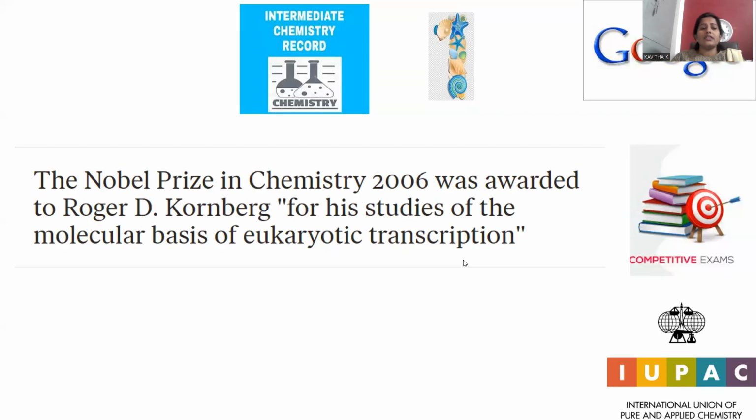We will start with the Nobel Prize in the field of chemistry. The year 2006 prize was awarded to Roger D. Kornberg for his studies of the molecular basis of eukaryote transcription, right? This is the prestigious prize all across the world, accorded to Roger D. Kornberg. He carried out studies on the molecular basis of eukaryote transcription.